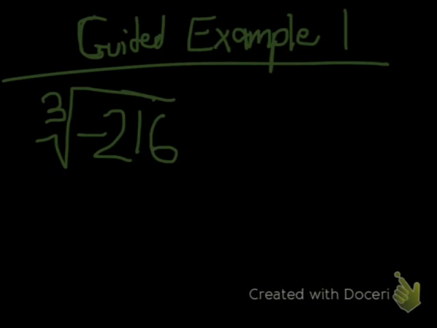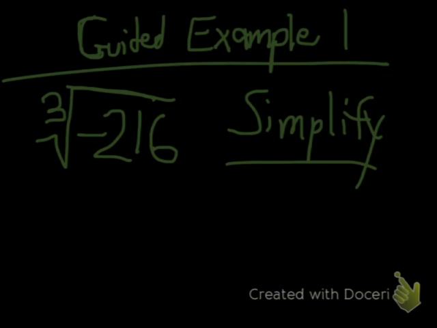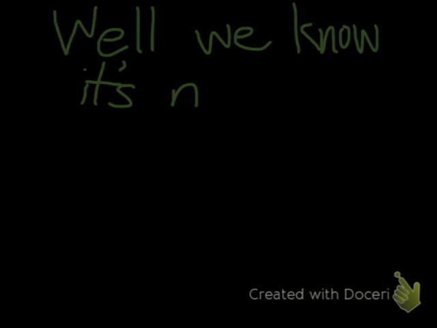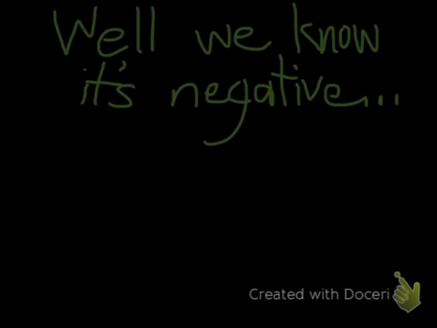So now we're going to guide you through an example. We have the third root of negative 216, and you have to simplify it. Well, first, we know it's negative. We know that right off the bat since it's negative 216, so the cube root also has to be negative.